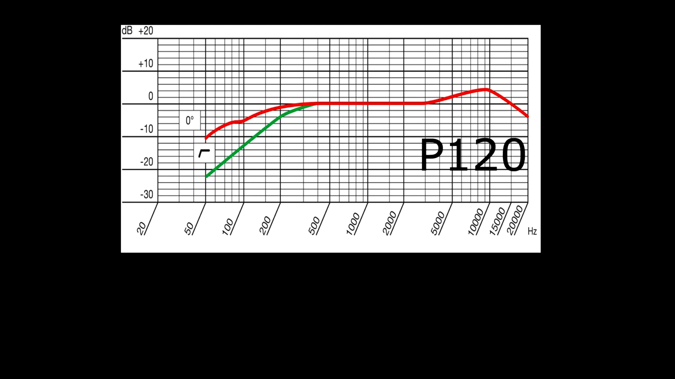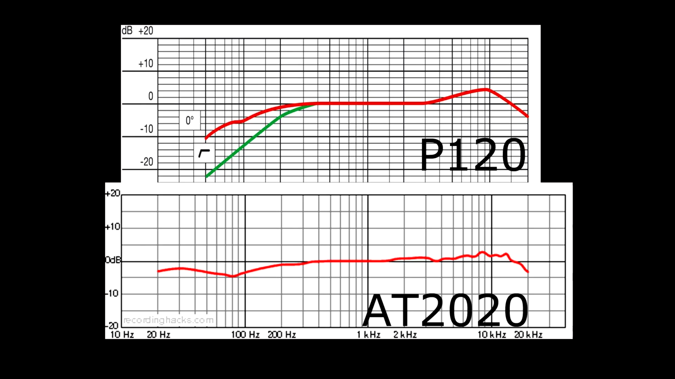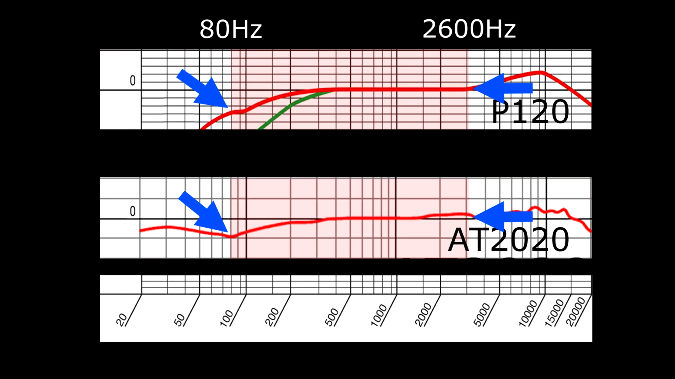This is the AKG Perception 120's frequency response chart. This is the Audio-Technica AT2020's frequency response chart. And here are both of their charts scaled to fit and lined up for comparison. Both microphones will record the common frequency range at about the same level, with the slight advantage to the AT2020.